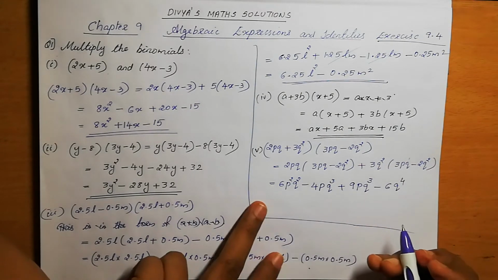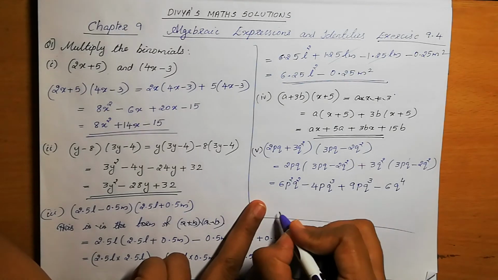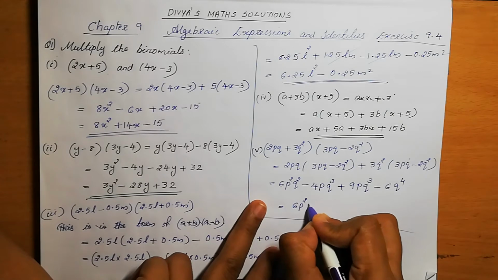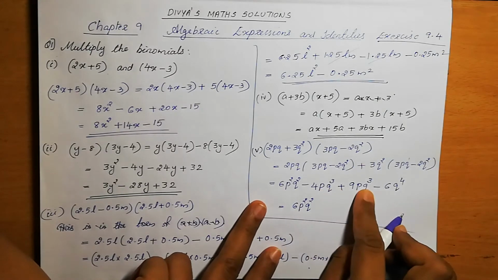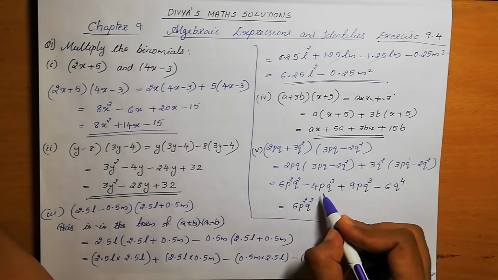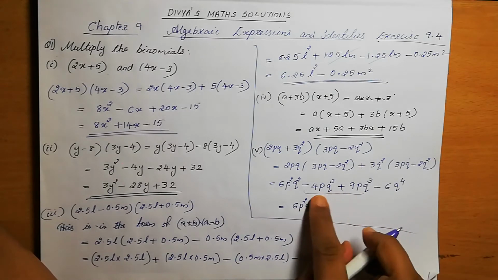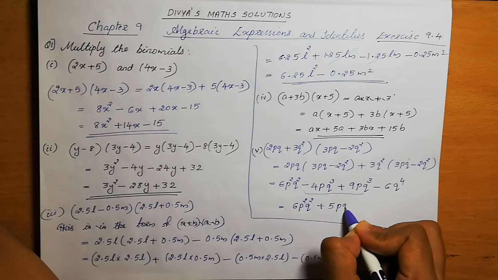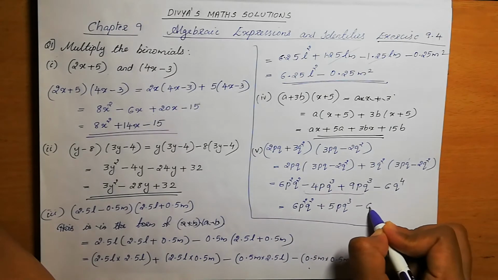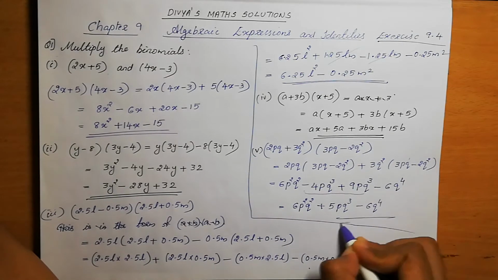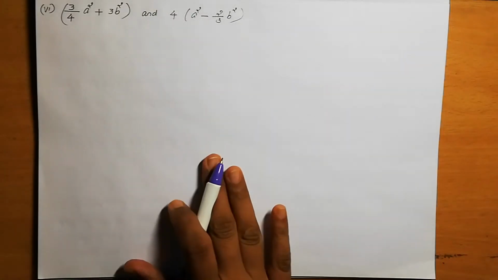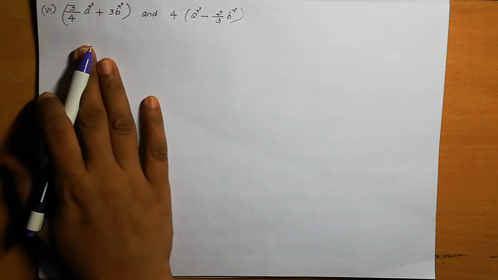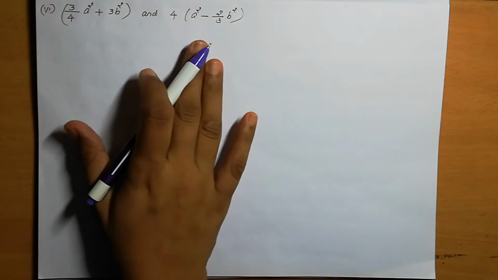So this one is equal to, like terms are there, right? 6 p square q square, these two are like terms, right? Both are p q cube terms. So these two terms we can combine. 9 minus 4 is plus 5 p q cube minus 6 q power 4. Answer. Question number 4. 3 by 4 a square plus 3 b square and 4 into a square minus 2 by 3 b square.